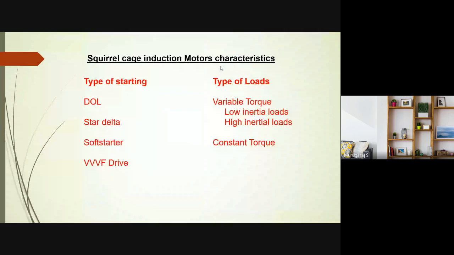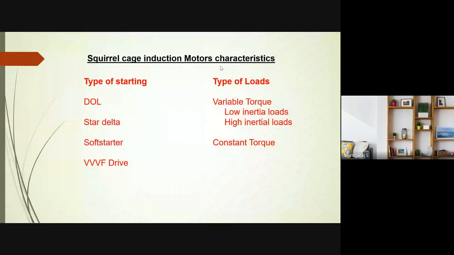Suppose a motor has a rated torque of 100 Newton meter. When the motor is started in DOL, your starting torque will be like 2.5 times the 100 Newton meter, so it will be around 250 Newton meter. But if you take a star delta starter, that starting torque will not be available to you. The 250 Newton meter again will be divided by 3, so your starting torque also will come down in star delta.